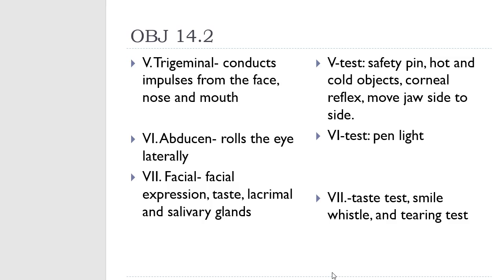People who have a tumor in this area, where this nerve is pressed down, the eye is not able to move laterally. It will only go forward. It will only look straight ahead. It cannot move laterally. We use a pen light to do that. And then we have cranial nerve 7, which is facial. And we can do a taste test, smile, whistling, and a tearing test.